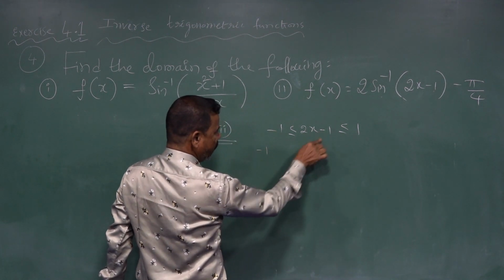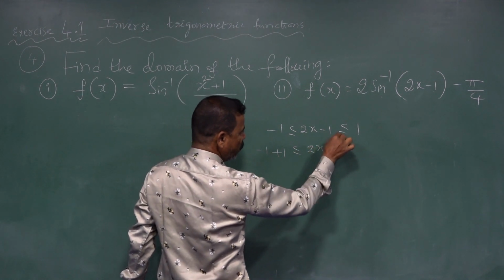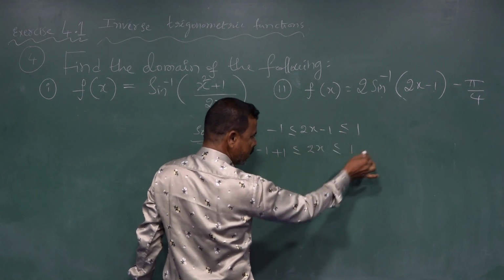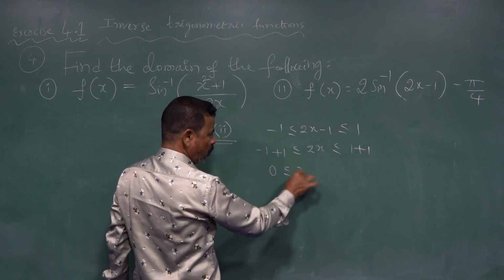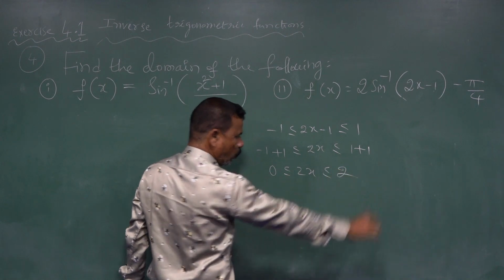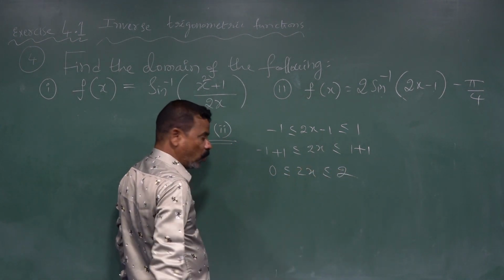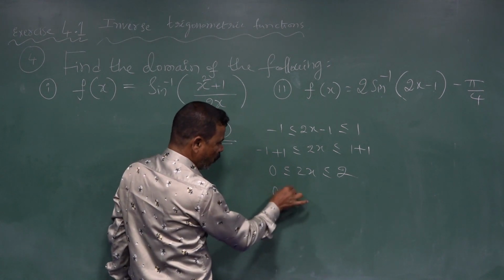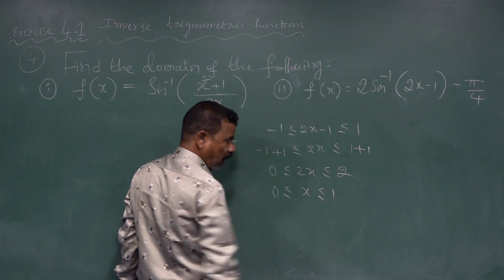Minus 1, this minus 1 on this side becomes plus 1, so plus 1 minus 1 plus 1 gives 0 less than or equal to 2x less than or equal to 2. So this inequality is divided by 2: 0 by 2, 0 less than or equal to 2x by 2, that is x, less than or equal to 2 by 2, which is 1.